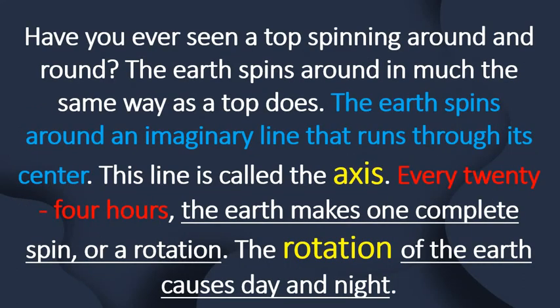Have you ever seen a top spinning around and round? The Earth spins around in much the same way as a top does. The Earth spins around an imaginary line that runs through its center. This is called the axis. Every 24 hours, the Earth makes one complete spin or a rotation. The rotation of the Earth causes day and night.